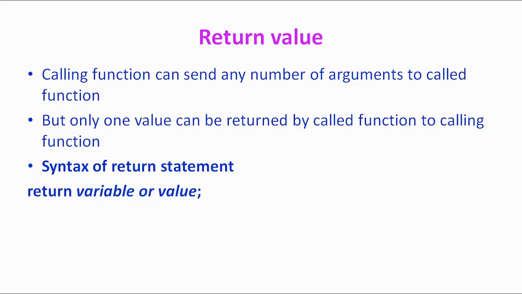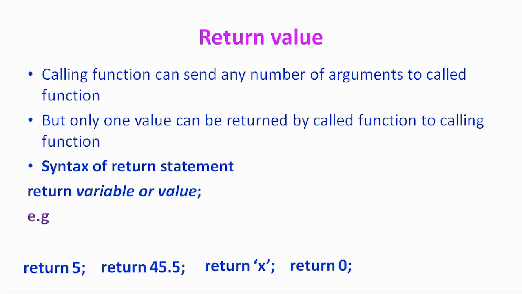Its syntax is return followed by either the name of the variable whose value needs to be returned or the value to be returned. Let us look at some examples. This returns the number 5 to the calling function. We can also return decimal numbers. Characters can also be returned. We generally return 0 to indicate something to the calling function.